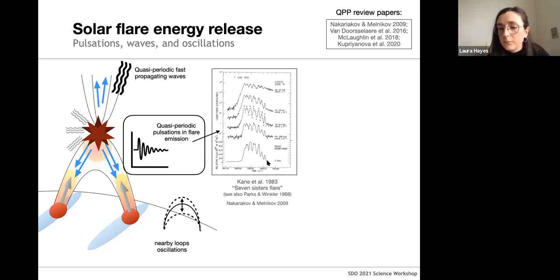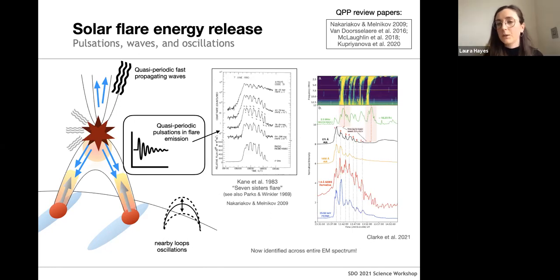where we see coexisting pulsations both in radio observations and in non-thermal hard X-ray. Again, I refer you to this review by Nakariakov and Melnikov in 2009, which talks about all those observations. But really in the last solar cycle, it's not just in the non-thermal emissions that we're seeing these pulsations. We really see them across the whole spectrum of flare energy release.